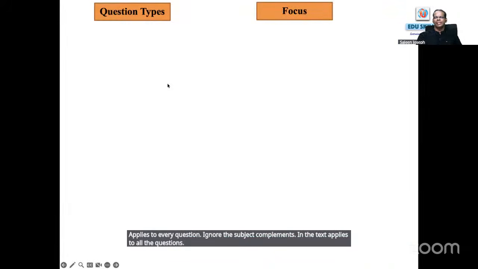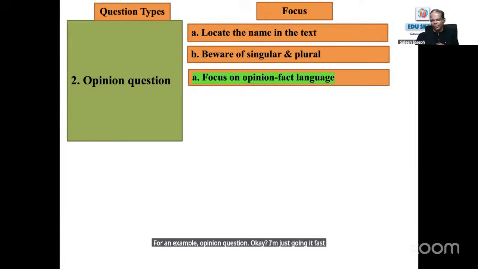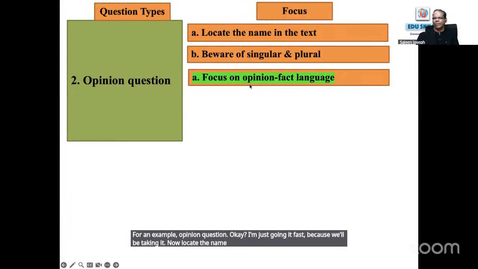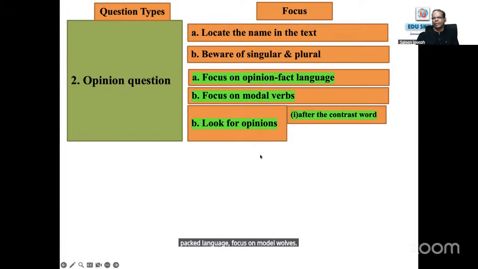Now, first thing you should know is the question types. One example, the opinion question. I'm going through it fast because we'll be taking it up later. Now locate the name in the text, beware of singular and plural, focus on opinion and fact language, focus on modal verbs. Look for opinions after the contrast word.